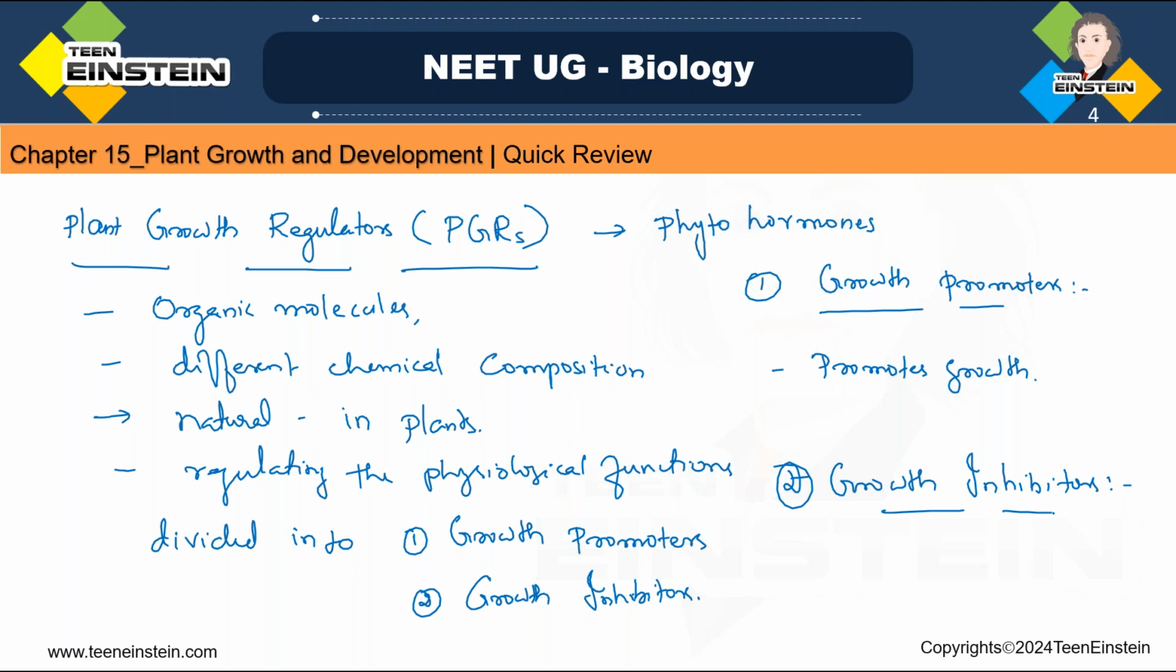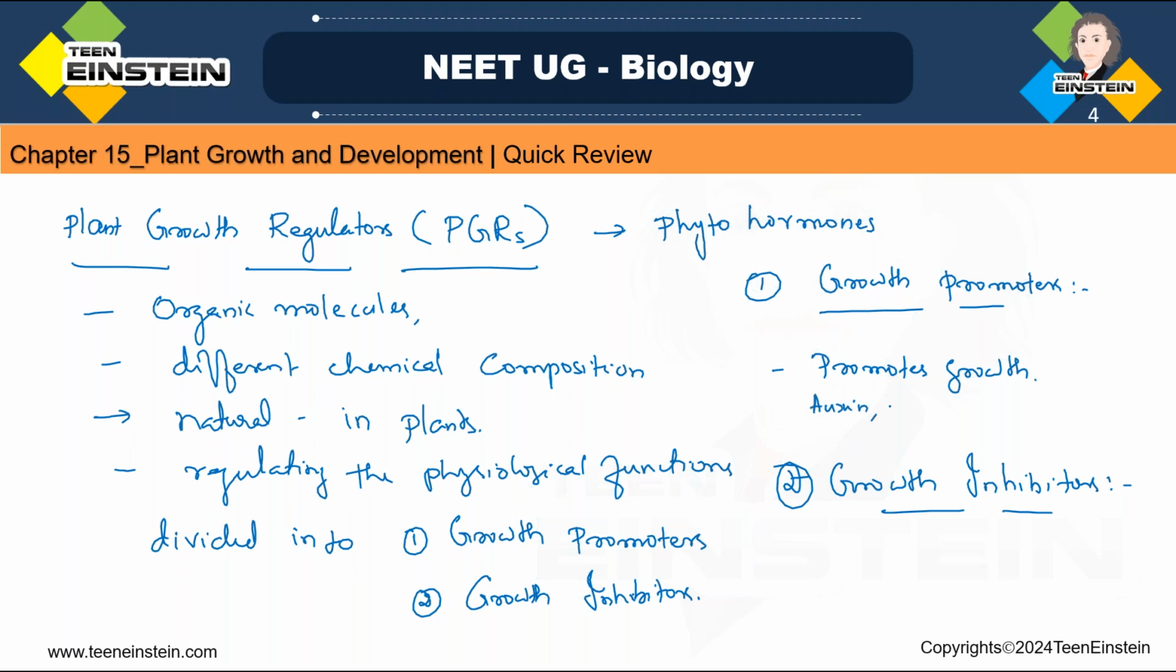Growth inhibitors means those chemical substances which perform growth inhibiting activities. These chemical substances will show the inhibiting activities of growth, like we can say dormancy, abscission, all these things. Growth promoters, for example, we can say auxin, cytokinin, gibberellins, all these are growth promoters.